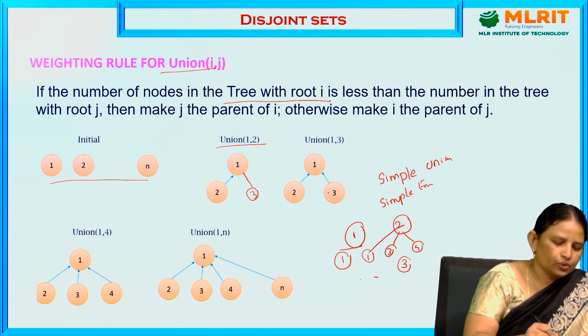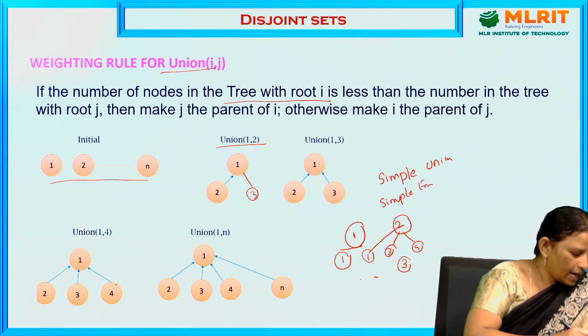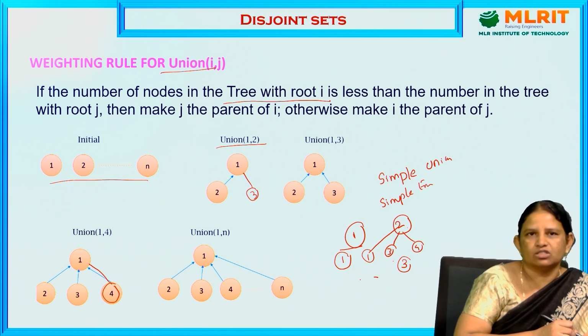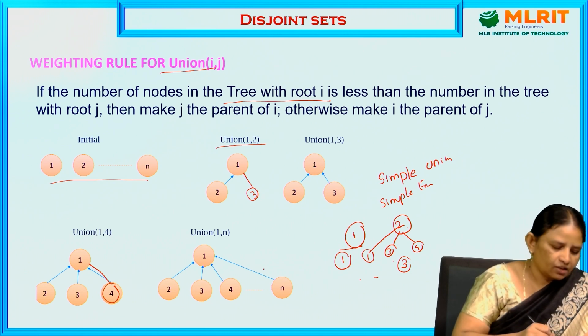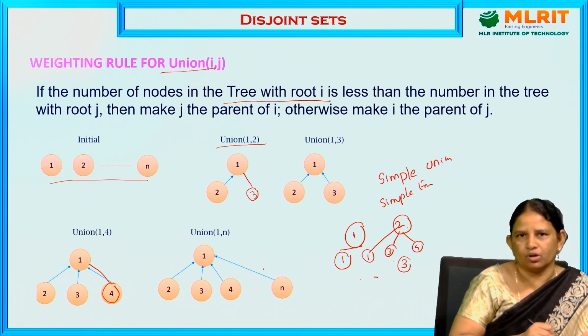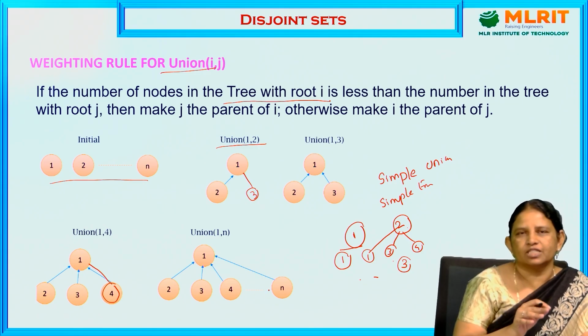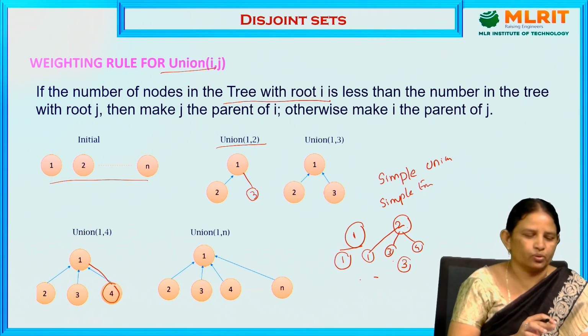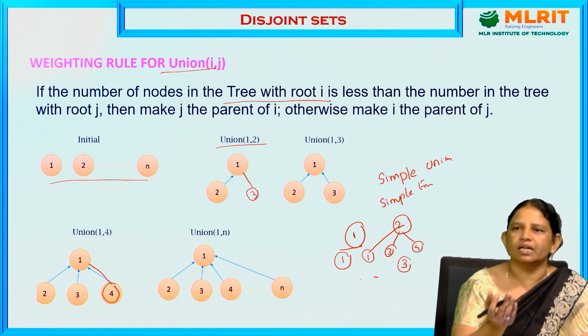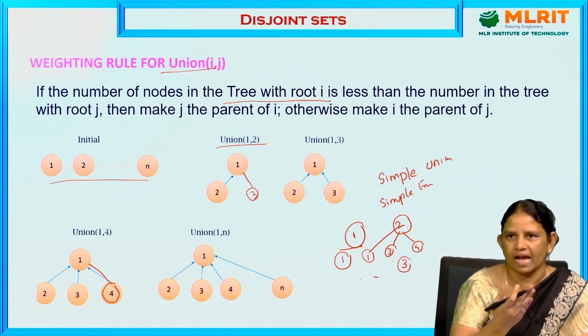Already 1, 2, 3 are there. Add 4 as a node and make 4's parent 1. Like that we need to perform n union operations. After performing all the union operations, we will get a tree structure like that. The basic rule we follow for the weighting rule is that we compare the number of nodes in the first tree and the second tree.